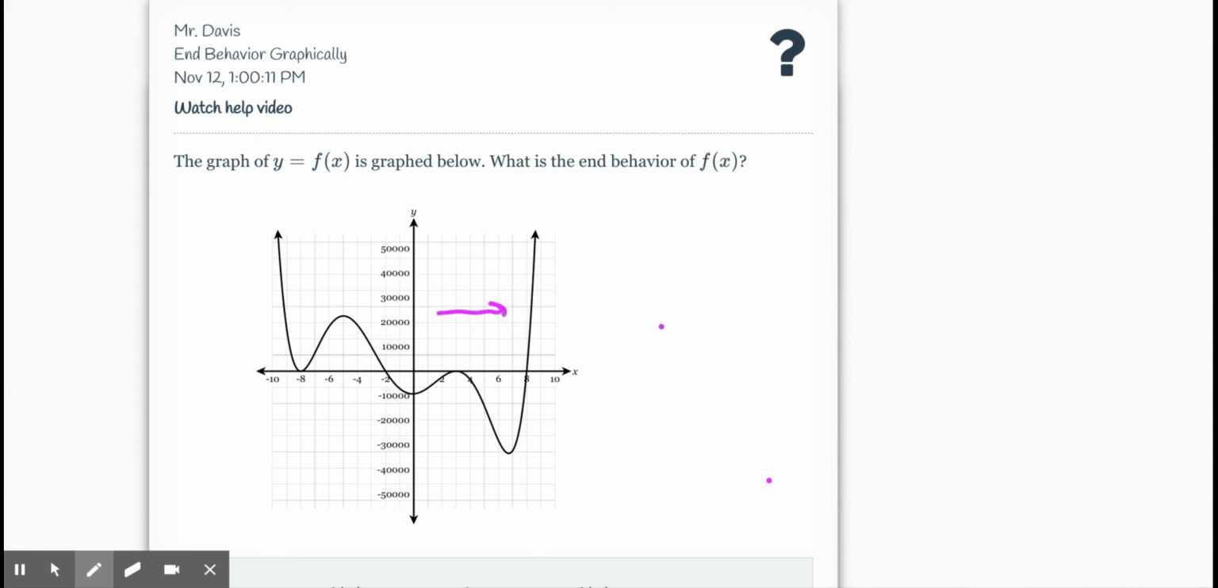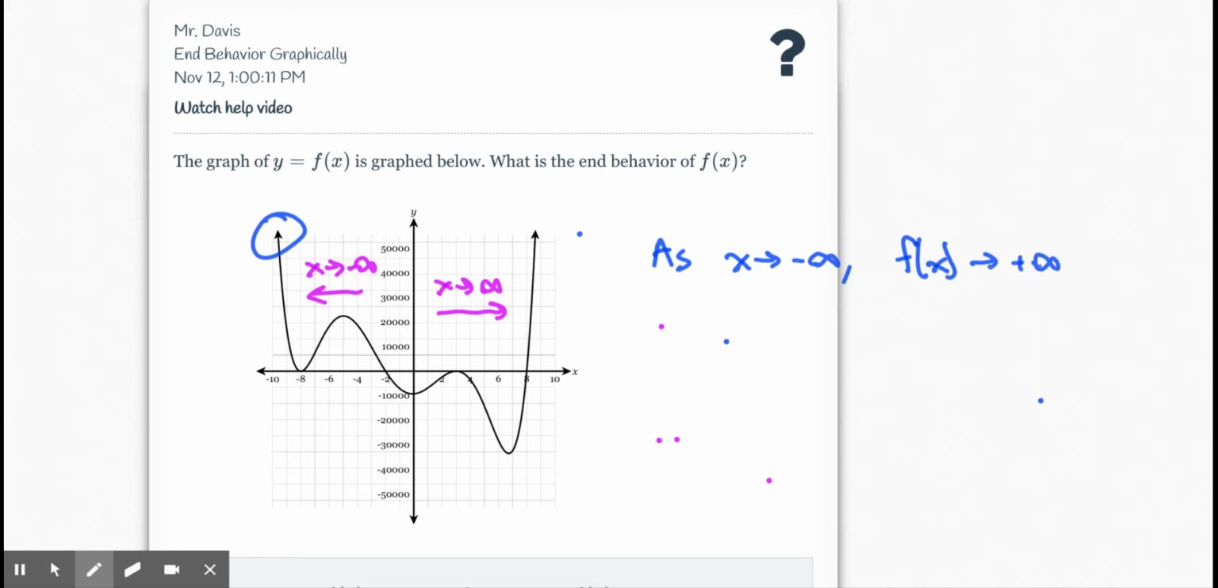So we're always going to look as x goes to positive infinity and as x goes to negative infinity. Where's the function going? And let's start with the negative one first. So we'd say as x goes to negative infinity, and all we're looking at is which direction is the function, meaning like the y value going. So we're looking at this up here. So as x goes to negative infinity, meaning like the left side of the graph, where is the function going? Well, it's going up. It's going up to positive infinity. So f of x goes to positive infinity.